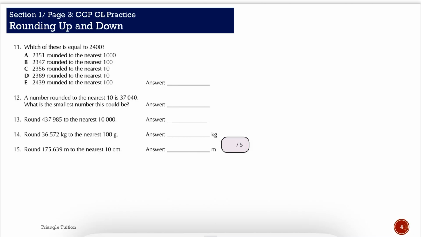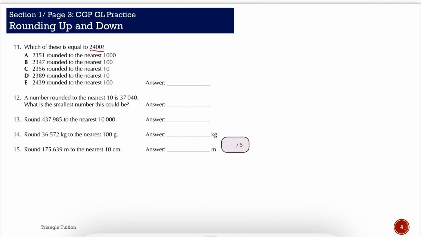This is the last video of rounding up and down. Let's look at the question. The first question is, which of these is equal to 2400? Now let's do the rounding up.